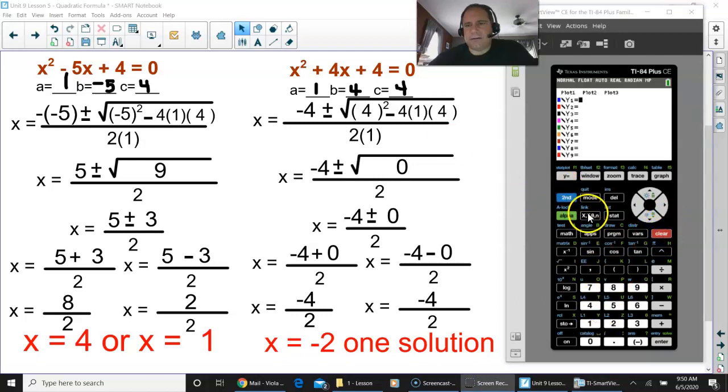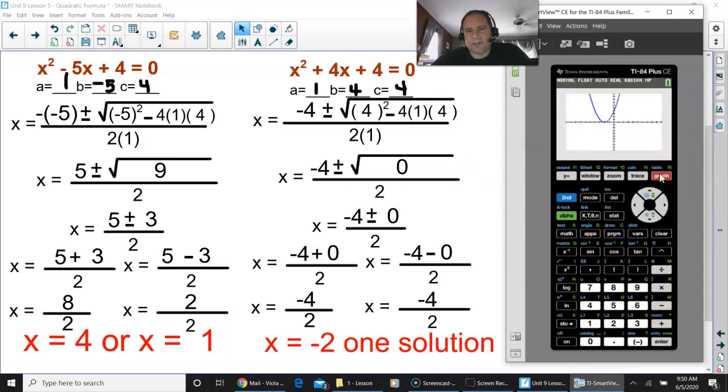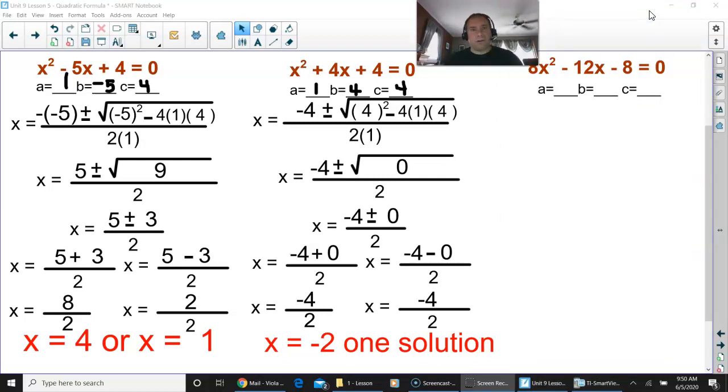x squared plus 4x plus 4. And I do consider this a check. You could see that there is one solution right there. It's x equals -2. And it's very important that once you get finished with all of this work, that you go ahead and at least check it, using the calculator.